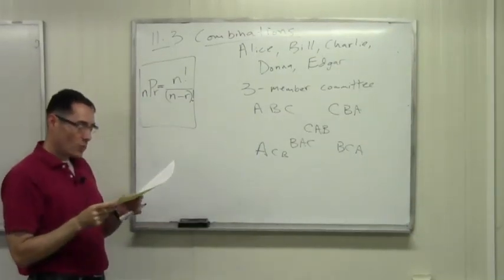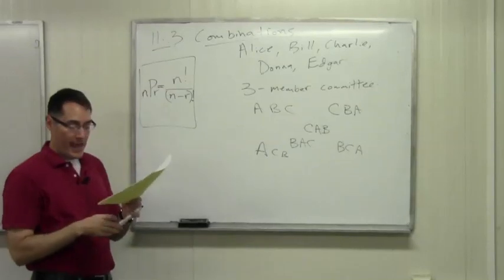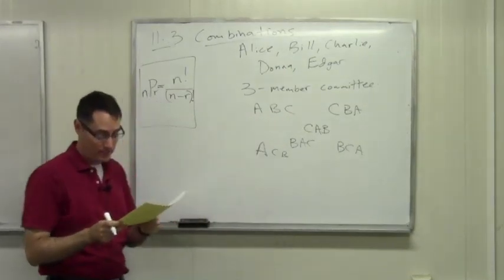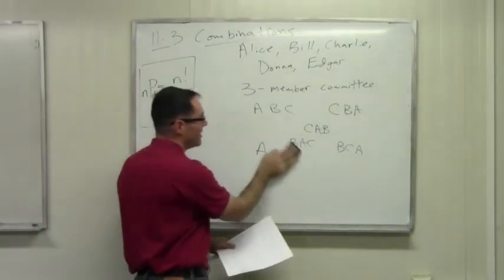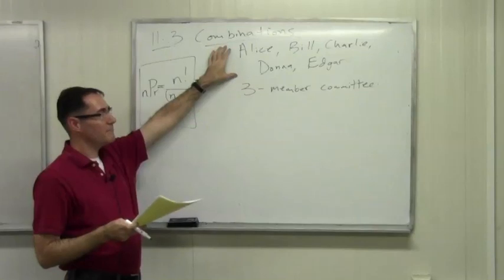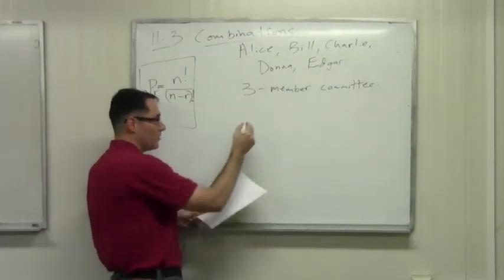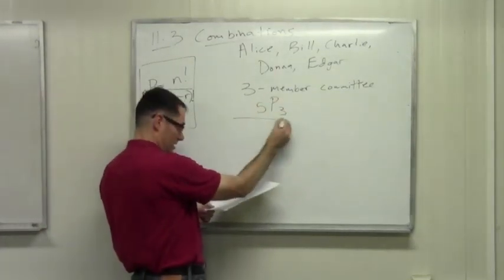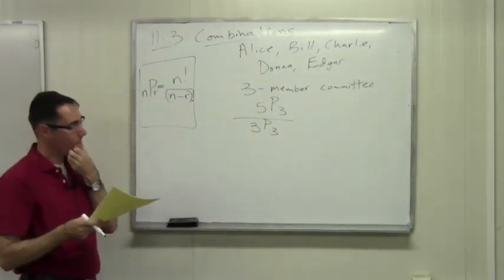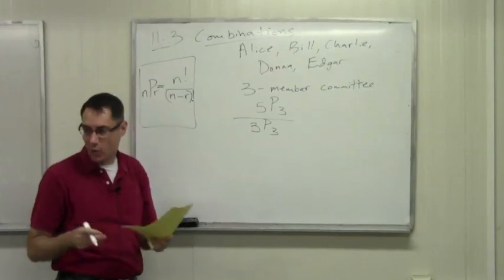What we do is we find the number of permutations like before, and then we divide by the number of arrangements we're trying to make, in other words, the three again. We're trying to take a committee of three people out of these five. We do 5 permutation 3 divided by 3 permutation 3. Because 3 permutation 3 is just saying, let's get rid of all those extras that we've overcounted.